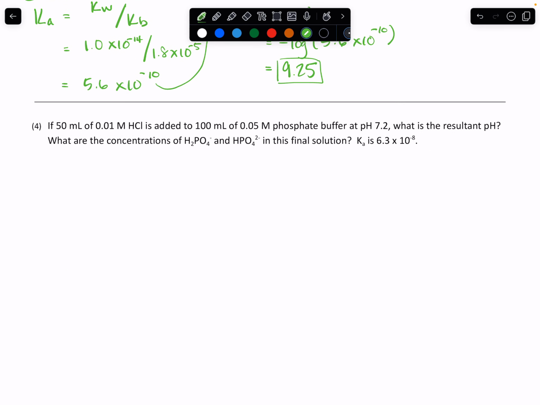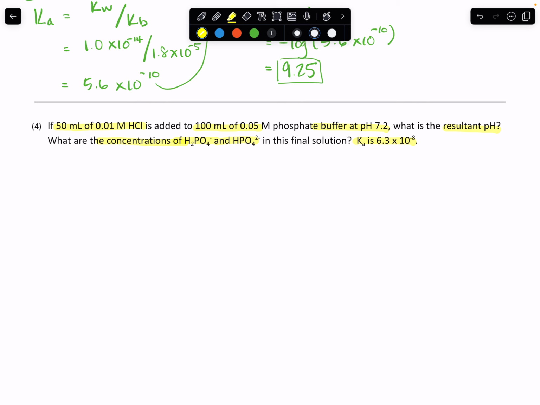All right, number 4. If 50 mils of a 0.1 molar HCl solution is added to 100 milliliters of a 0.05 molar phosphate buffer at pH 7.2, what is the resultant pH? And what are the concentrations of our two buffer components in this final solution? And there's our Ka.